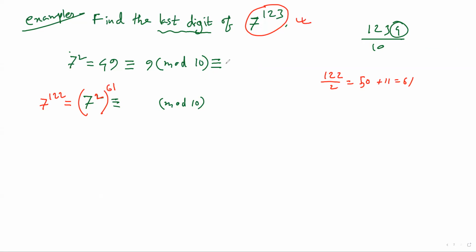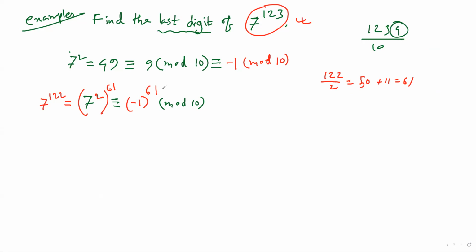But we can do a trick here. You should be able to understand that 9 is also minus 1 modulo 10, because 9 plus 1 is 10, right? Their difference is 10, which is divisible by 10. So we can just use minus 1 to the power 61.